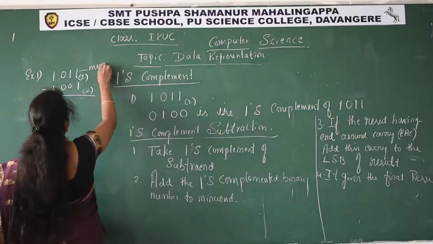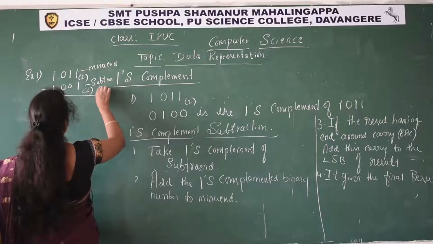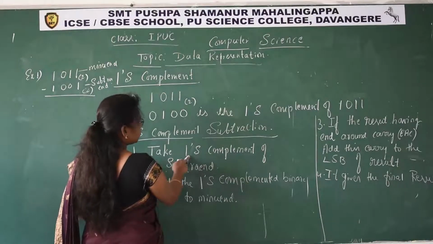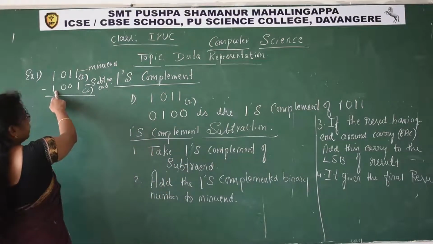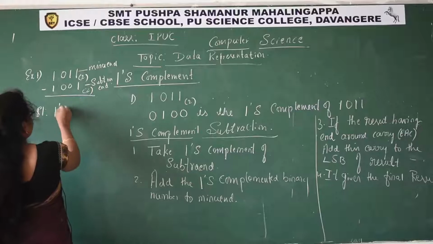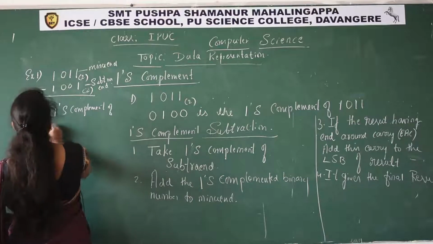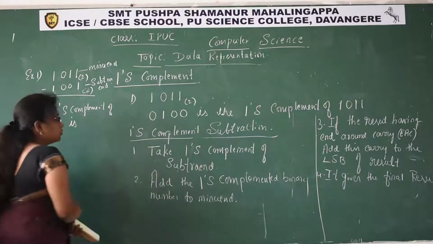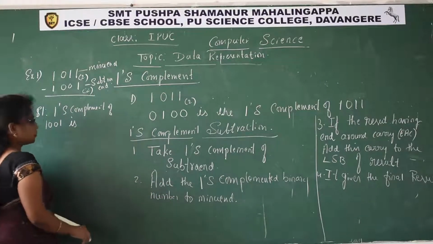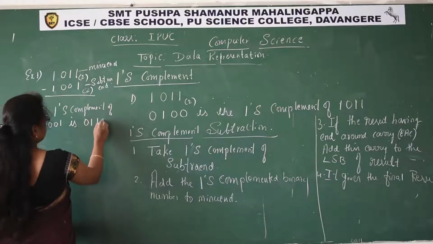Now, as per the rule, take 1's complement of the subtrahend. Which is the subtrahend here? 1001. This is the subtrahend. So, step 1, 1's complement of 1001. You all know how to get 1's complement. I explained here: we have to replace all zeros with 1 and 1s with 0. It is 0110 base 2.